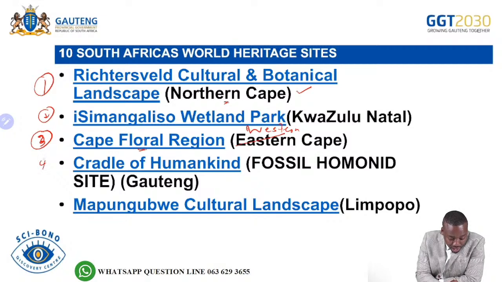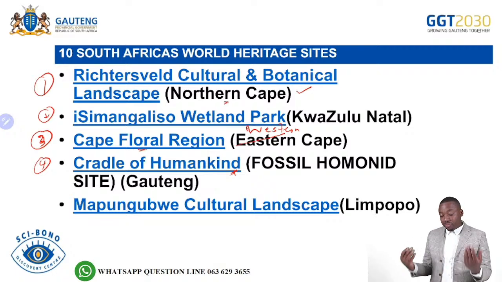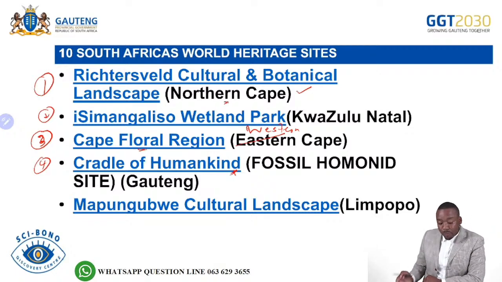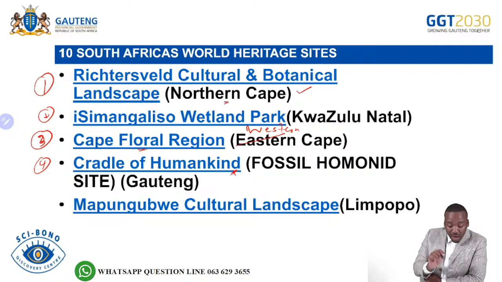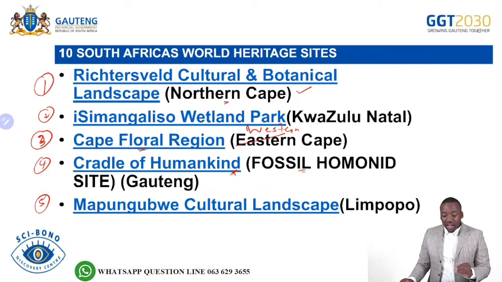And then the fourth one here, just be very careful because our textbook still says Cradle of Humankind, right? Remember, we've been to trainings and so on. Just change that and add fossil hominid site, because the Cradle of Humankind, they are found in Maropeng. So here, the fourth one is going to be fossil hominid site, not Cradle of Humankind. Just be careful there. And then the fifth one is Mapungubwe Cultural Landscape.